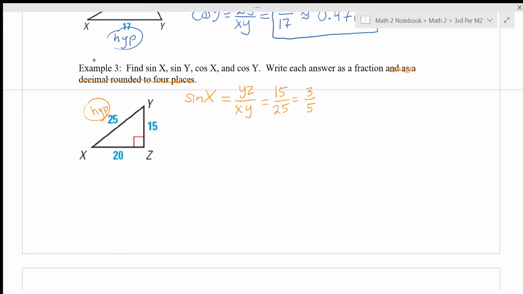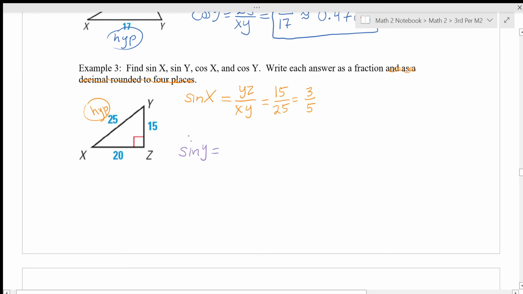Then I'm going to do the sine of y. Sine of y is the opposite of angle y, which is side XZ, over the hypotenuse, side XY. XZ is 20 over XY is 25, and we can reduce that to 4 over 5.